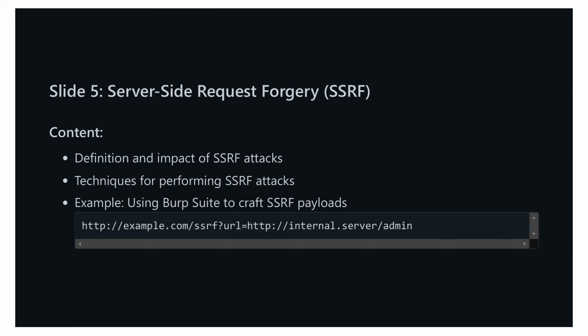For example, using a common tool like Burp Suite, an attacker can craft specific SSRF payloads to manipulate the server into making requests to internal resources. Here's a rudimentary example: http://example.com/ssrf?url=http://internal.server/admin. In this scenario, the attacker is tricking the server to make a request to an internal endpoint, which could potentially reveal sensitive admin resources.